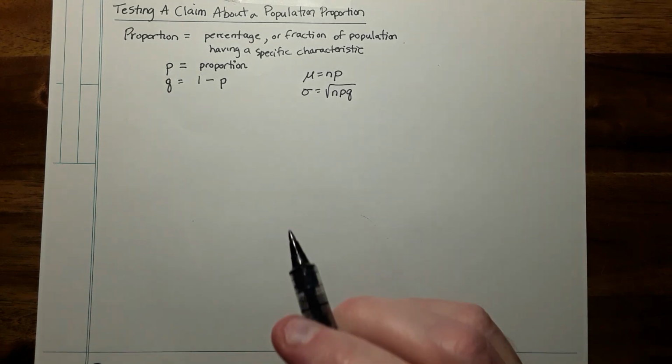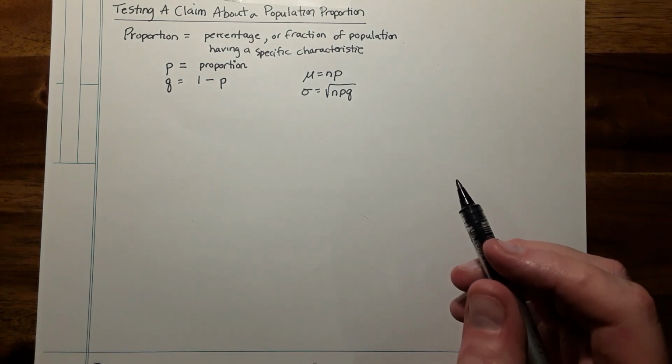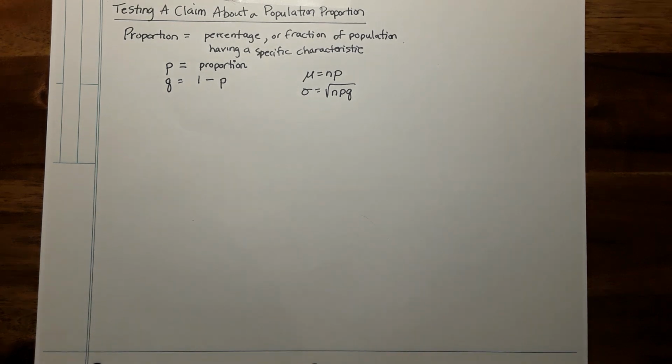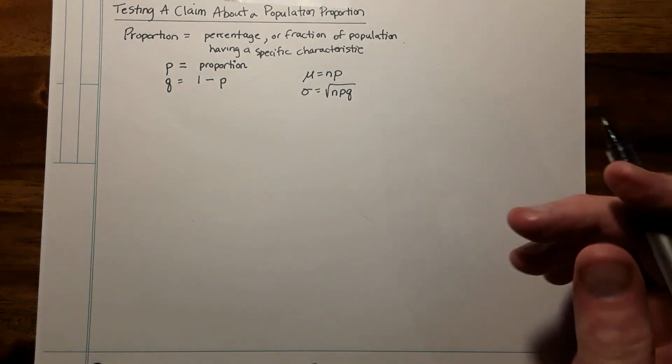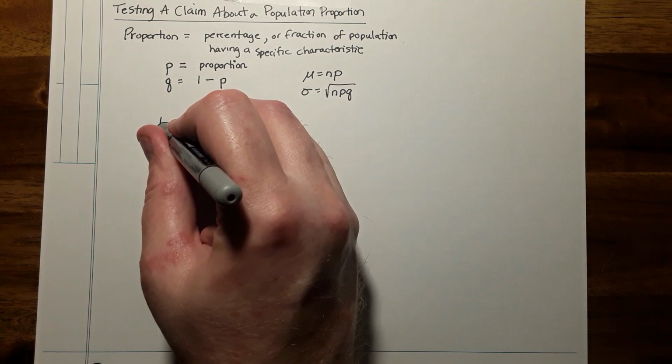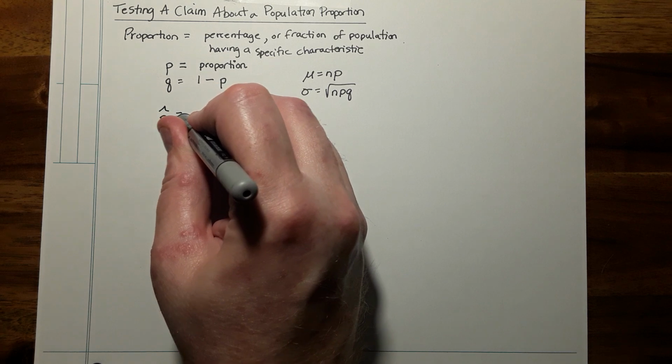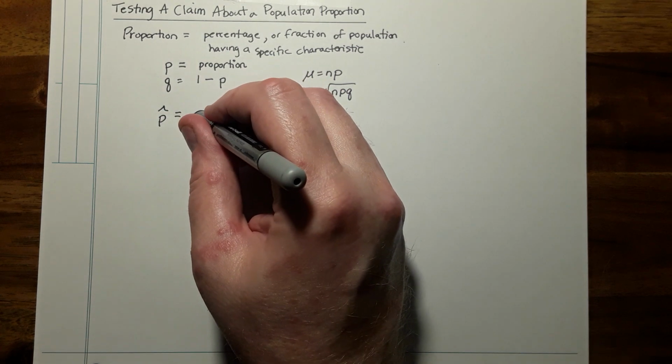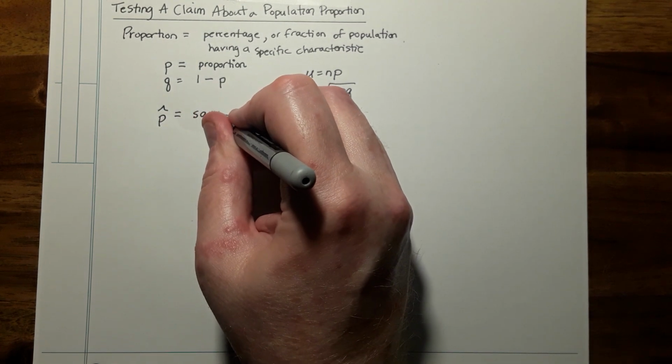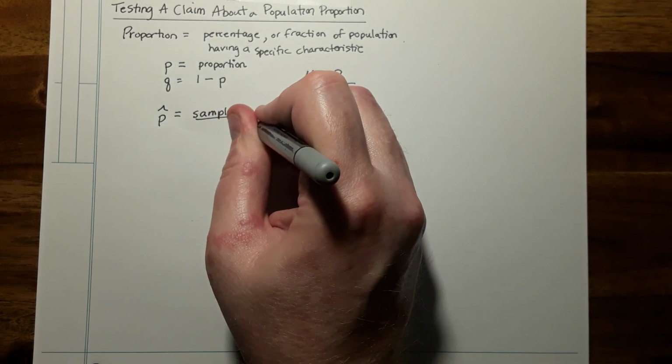In order to test a claim about the population proportion, we need to do a sample. And from that sample proportion, we will see whether the sample lies far away from the claim, statistically significantly far away, which would allow rejection of a null hypothesis. And this symbol, P hat, with a little caret on top, is your sample proportion.